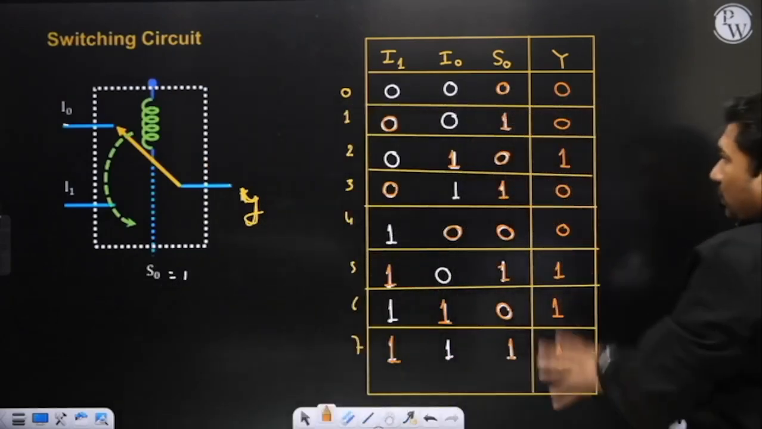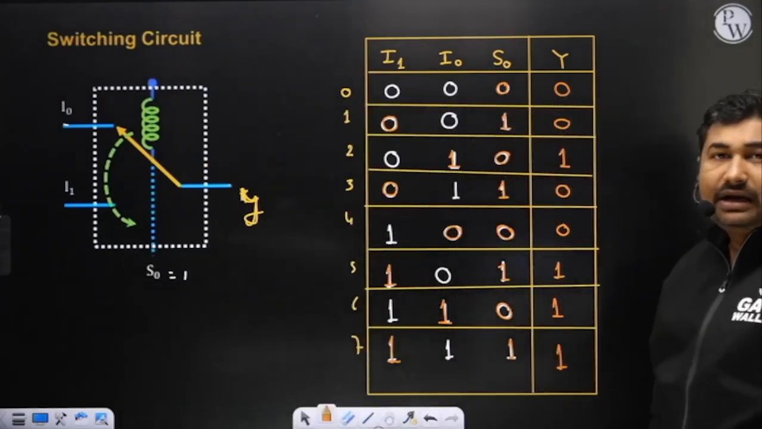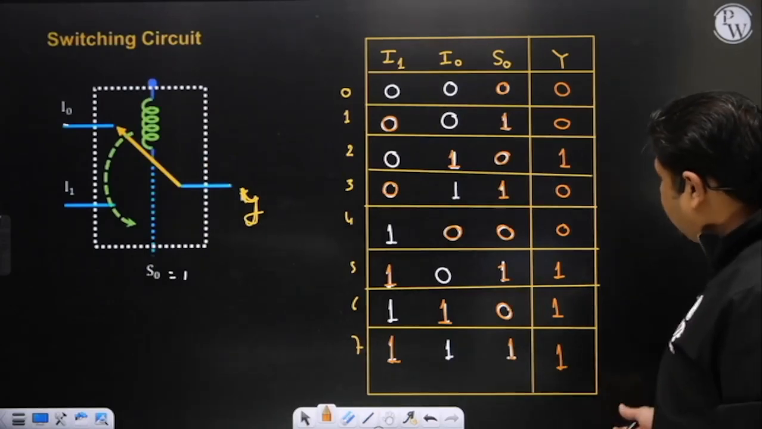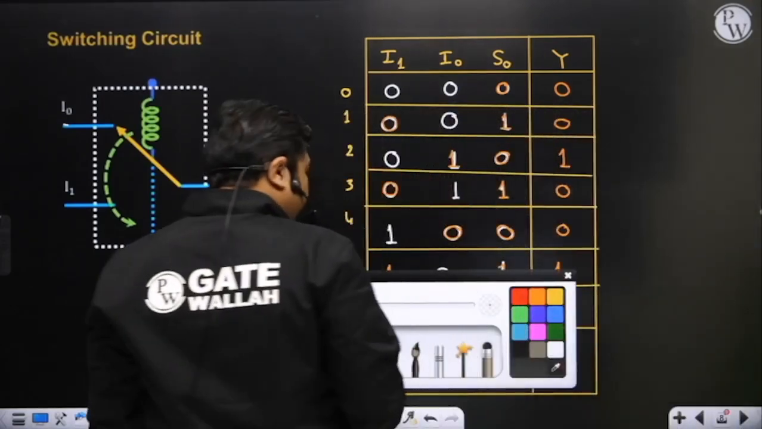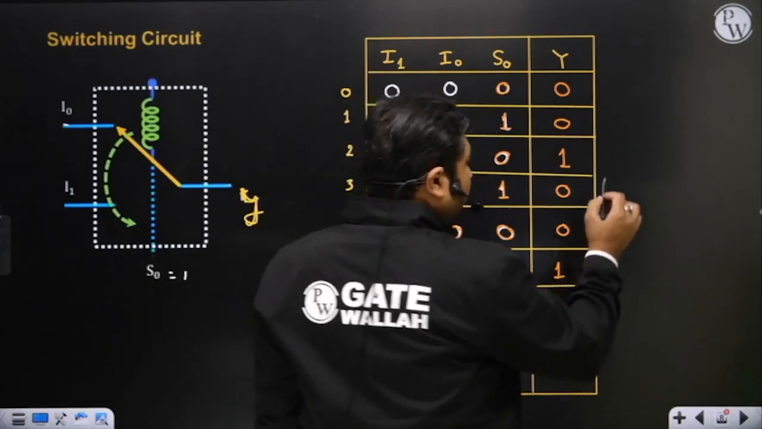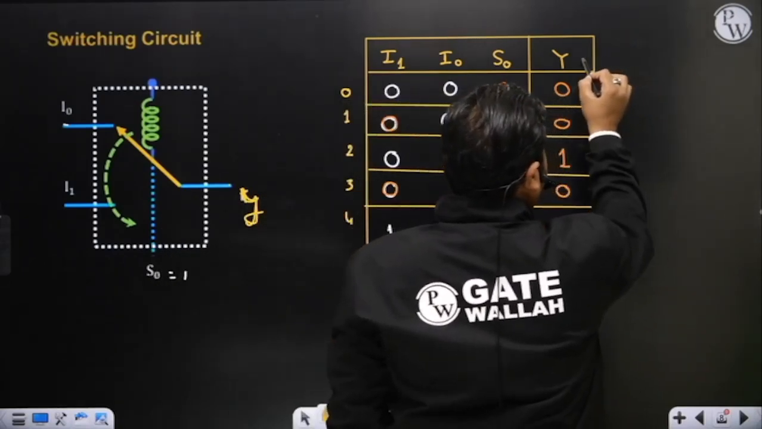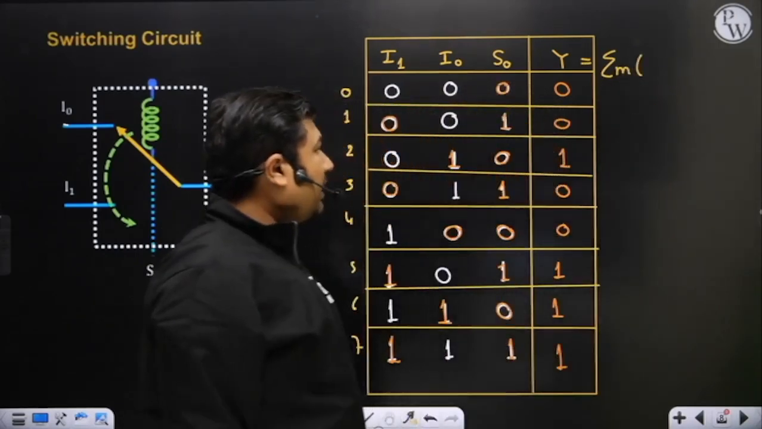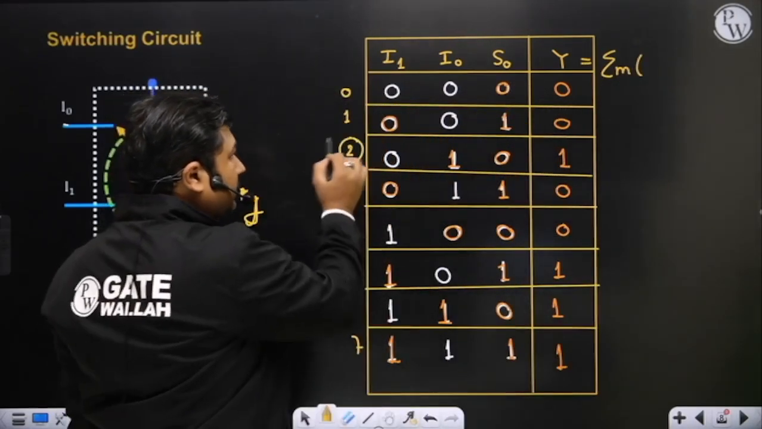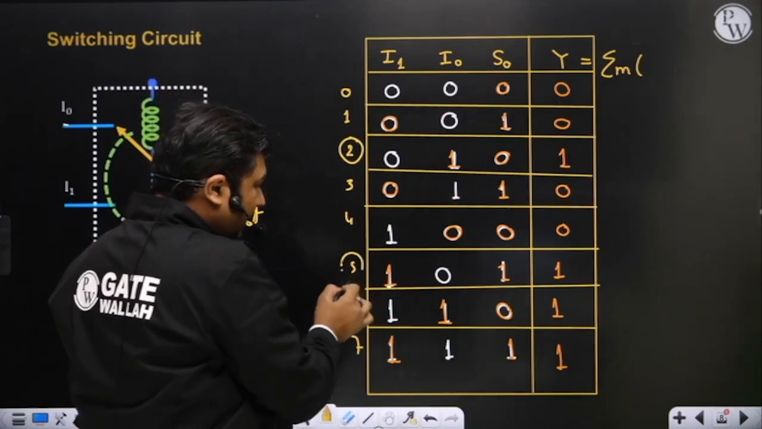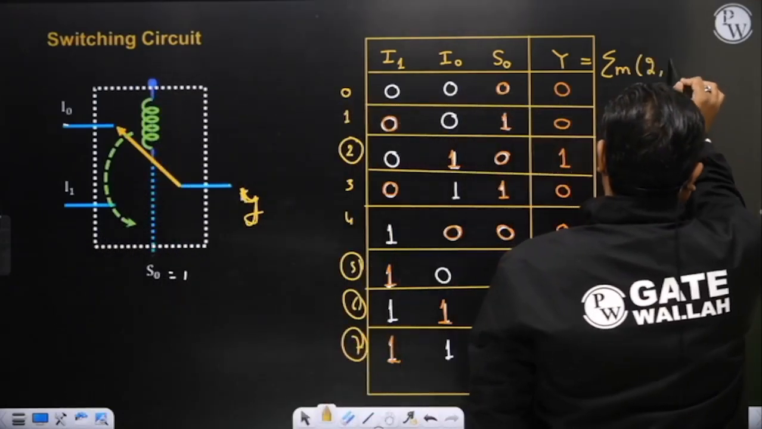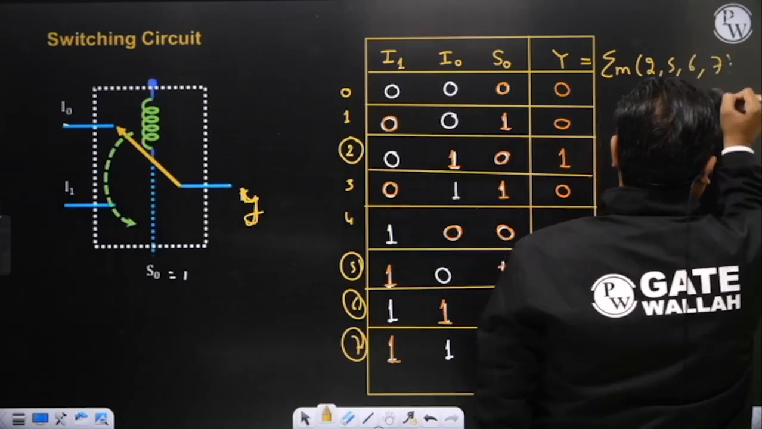So now we know how to fill the truth table. Next is to write the logical expression. For that, I am interested in minimizing this function. Before minimizing it, let's find where we are getting output logic 1. We are getting output logic 1 at binary conditions 2, 5, 6 and 7.